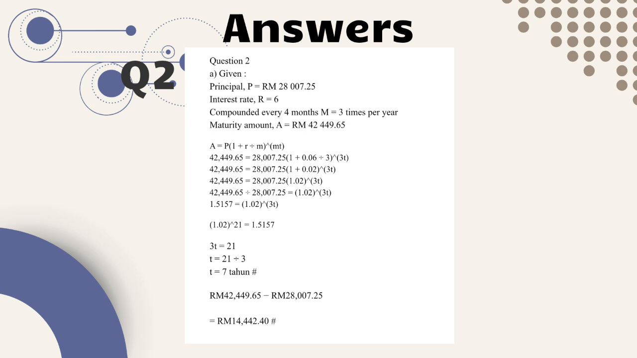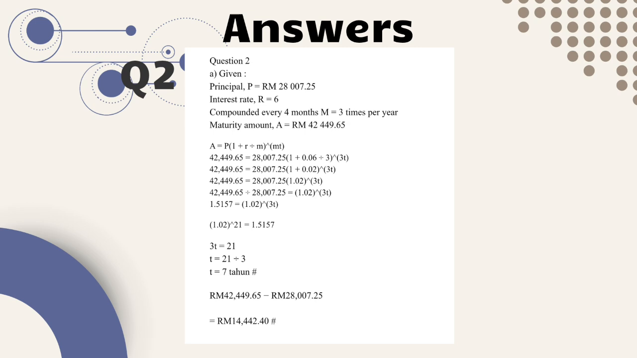For question 2, RM28,007.25 was borrowed from a bank with an interest rate of 6% compounded every 4 months. After t years, the maturity amount of the loan is worth RM42,449.65. Find the value of t and the amount of interest charged.